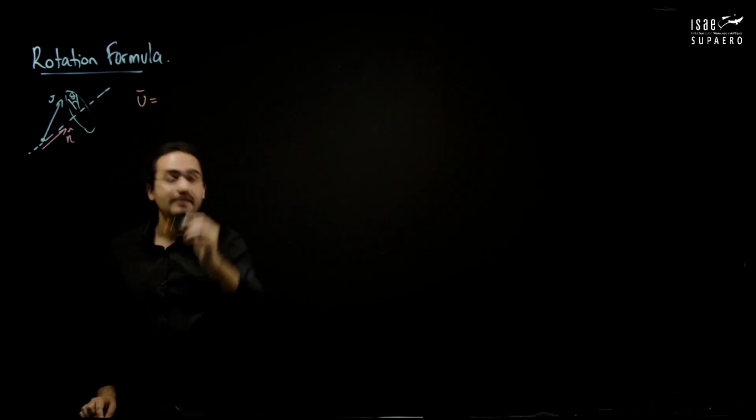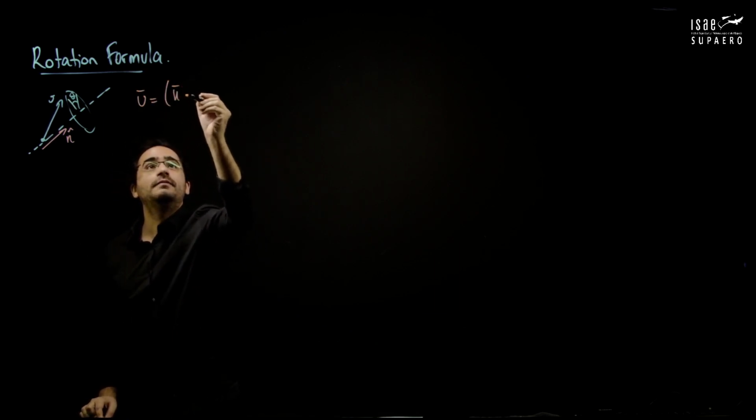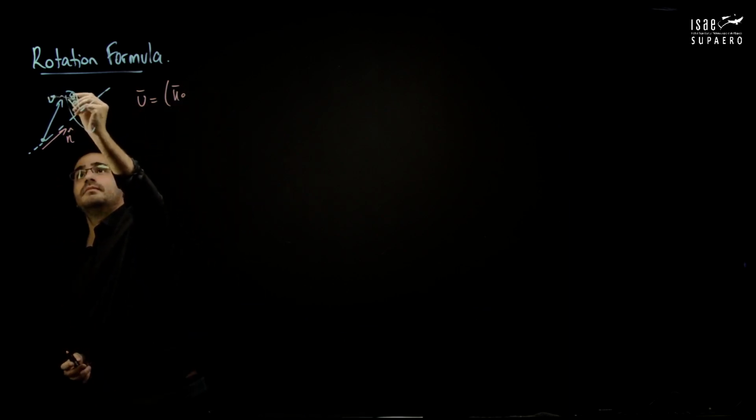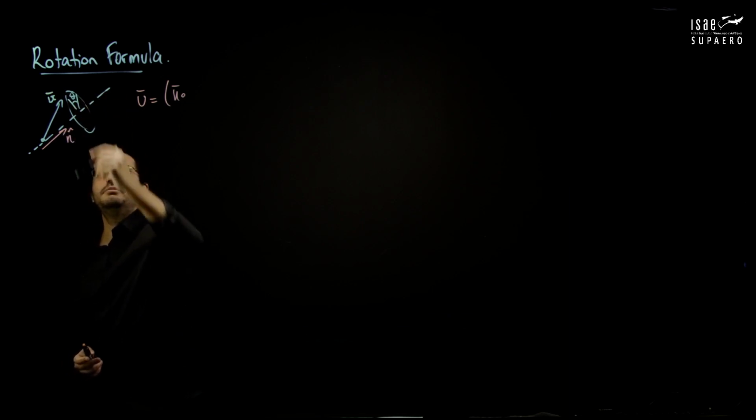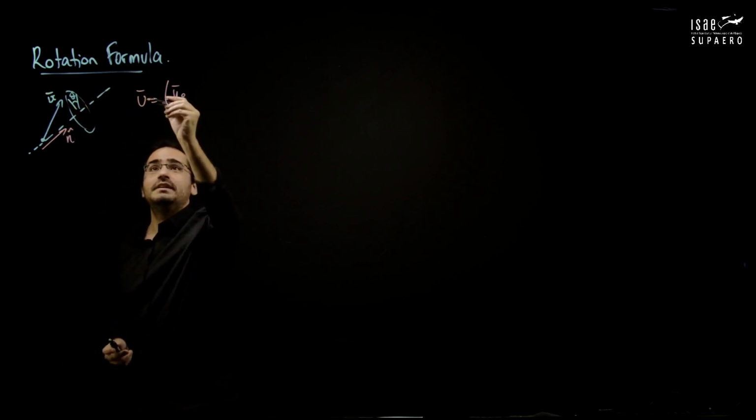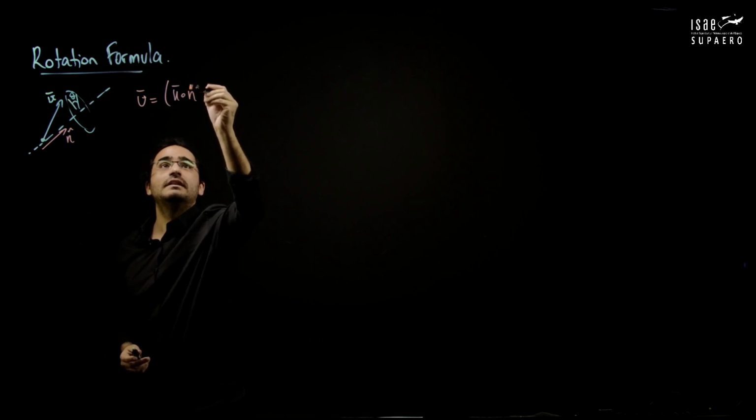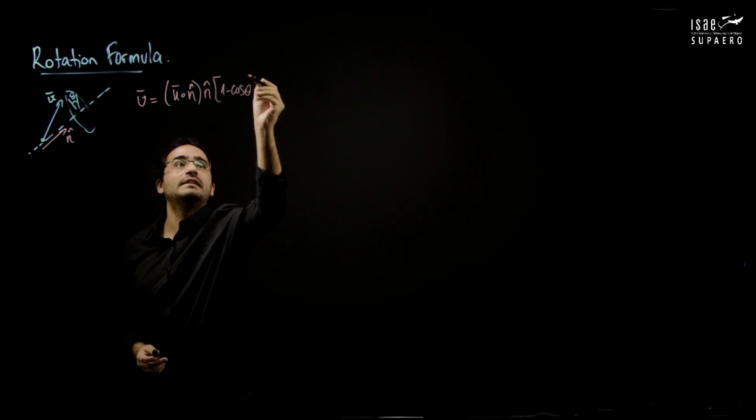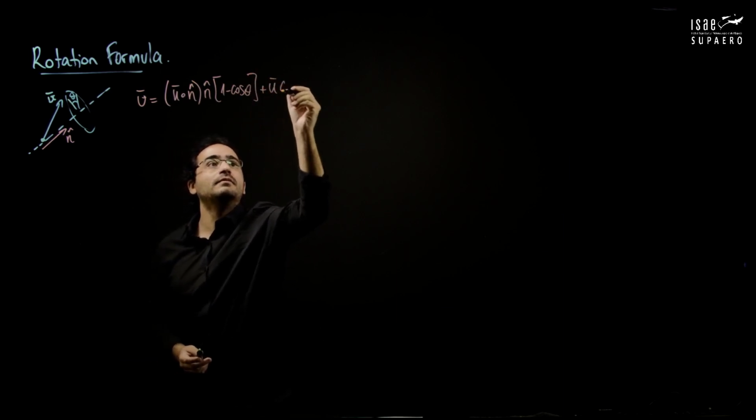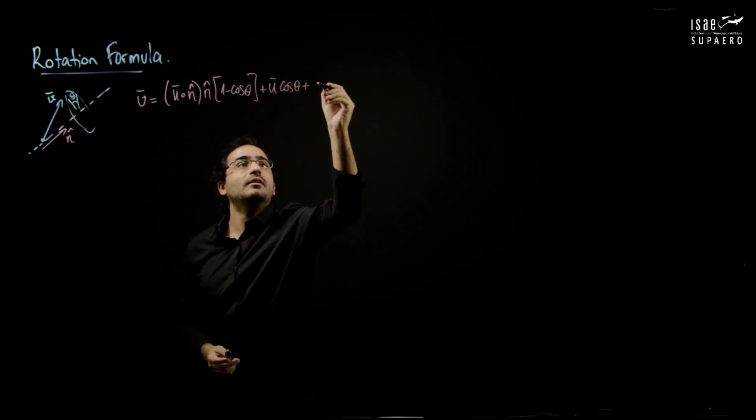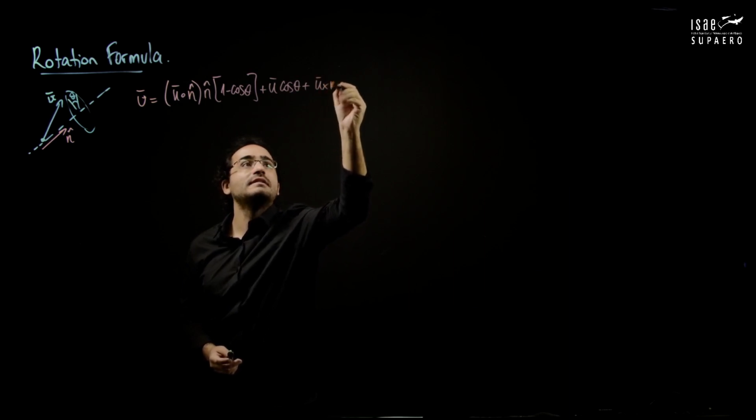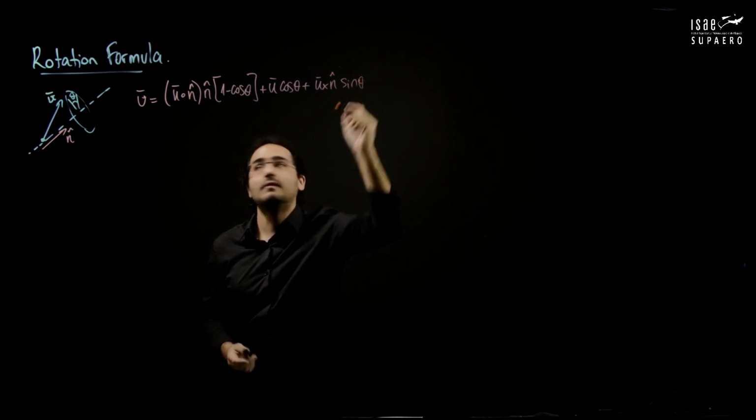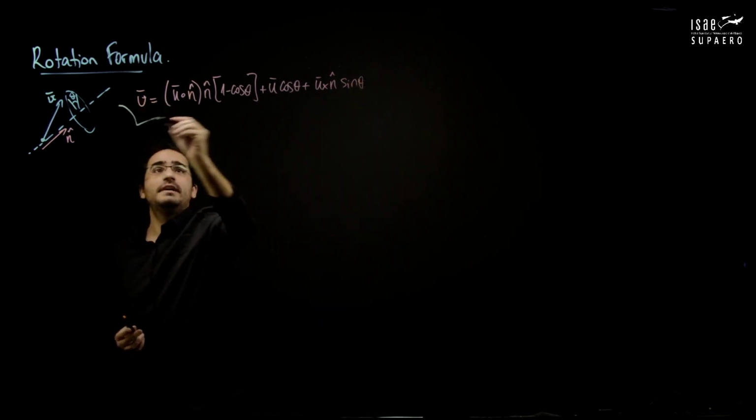The original vector is u, and the rotated vector will be v. So our v is given by (u dot n) n (1 minus cosine of theta) plus u cosine of theta plus (u cross n) sine of theta. So that's result number one that I will require.